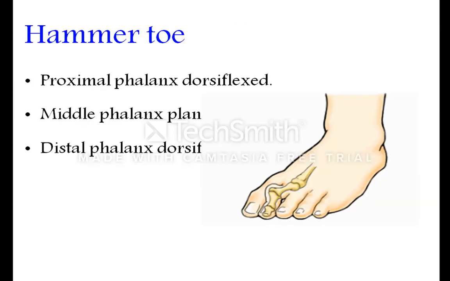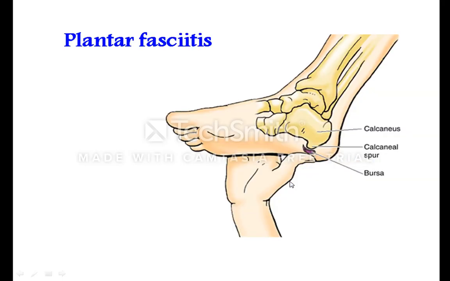The hammer toe. Here the proximal phalanx is dorsiflexed, the middle phalanx is plantar flexed, and the distal phalanx is dorsiflexed. So this is the appearance of hammer toe. It's also due to tendons getting short, the flexor tendon shortening or cutting of the extensor tendon.